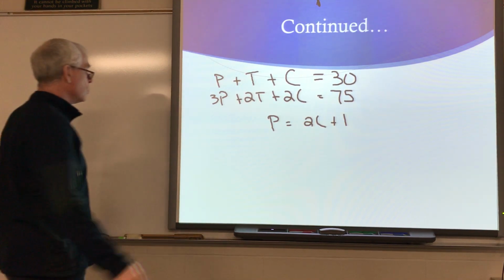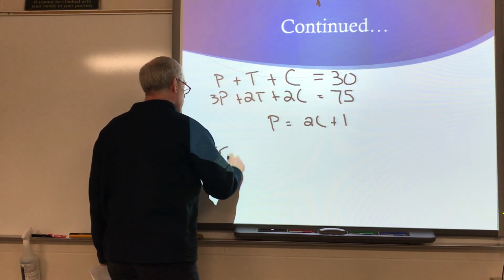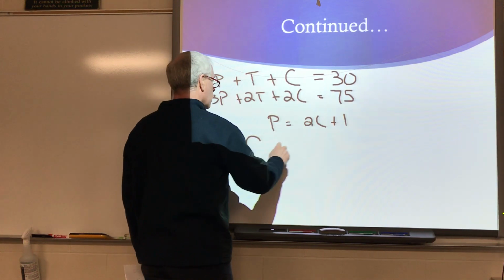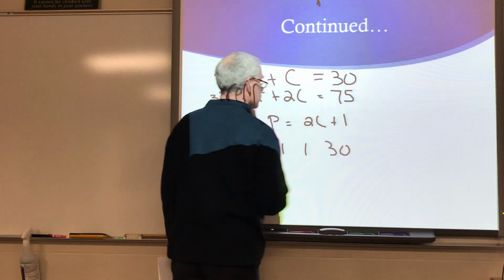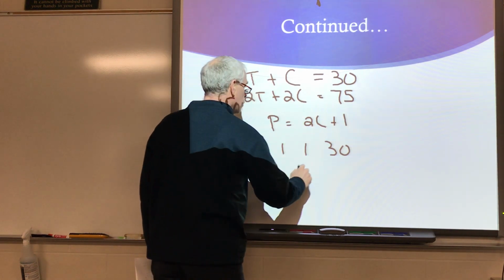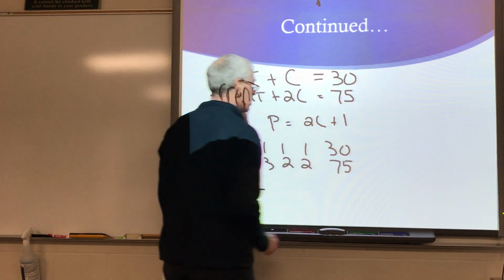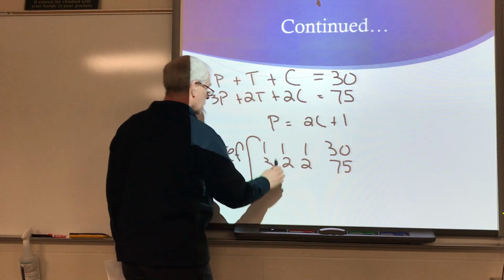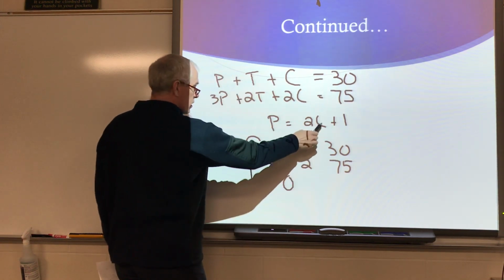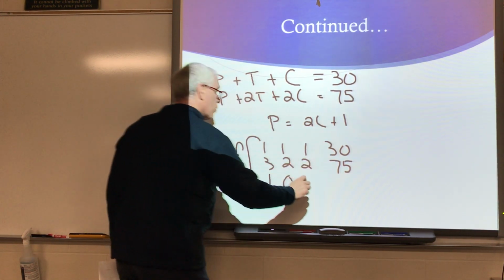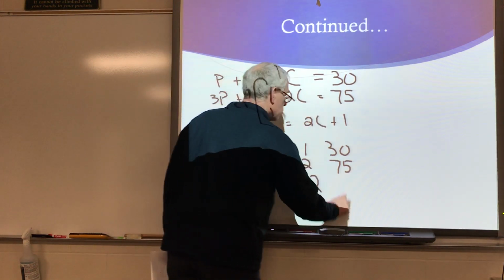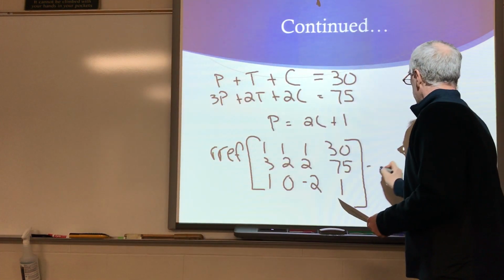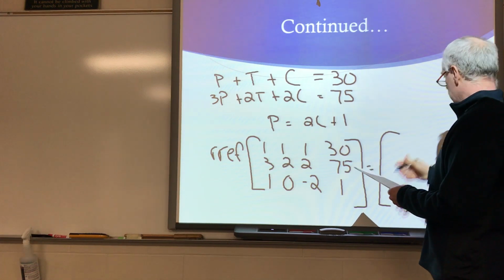So what I would have you do is go back into your calculator screen, reduced row echelon form. We've done this before. The first row has all ones, 1, 1, 1, and then a 30 on the other side of the equal sign. The second row, 3, 2, 2, and a 75 on the other side of the equal sign. This one's a little trickier though, because it's not set up in columns. The P is here, and that's a 1. There is no T. The C is on the other side of the equal sign, so I would need to move it over and get -2 for C, and then the 1 would stay over there. Okay? And when you do that, you're going to get this.